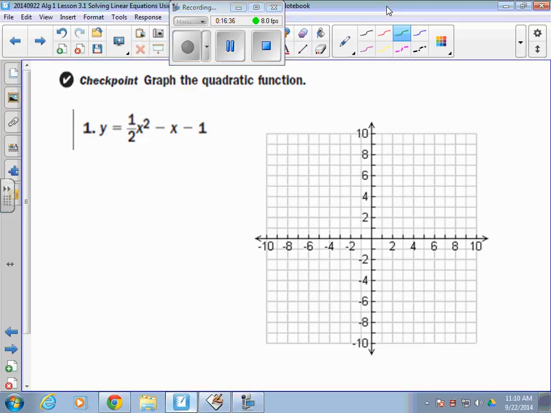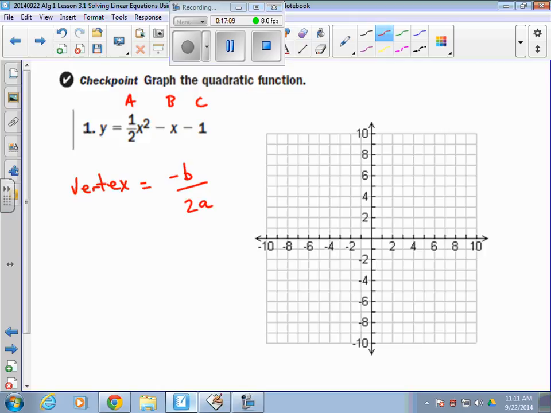Okay, this first problem on the checkpoint says to graph y equals 1/2 x squared minus x minus 1. This is in standard form, ax squared plus bx plus c. The first step is to find the vertex. The vertex is equal to negative b over 2a.